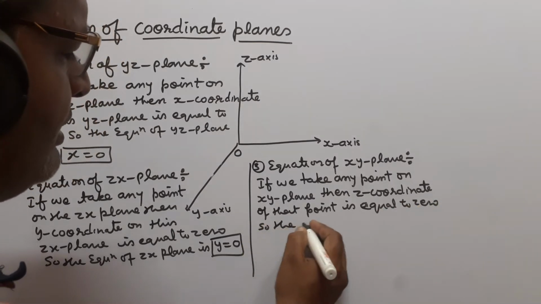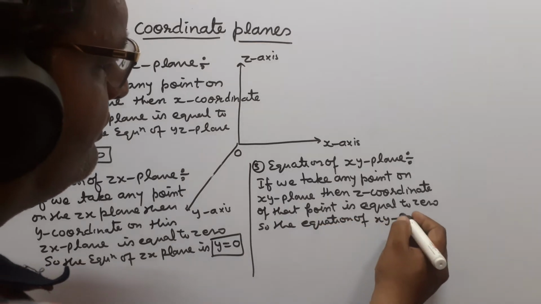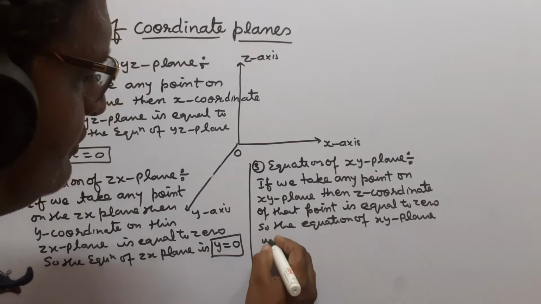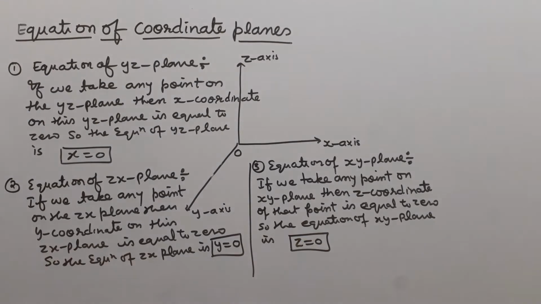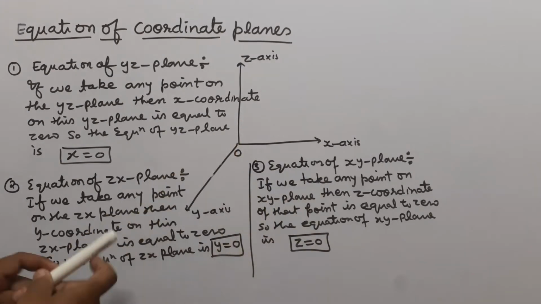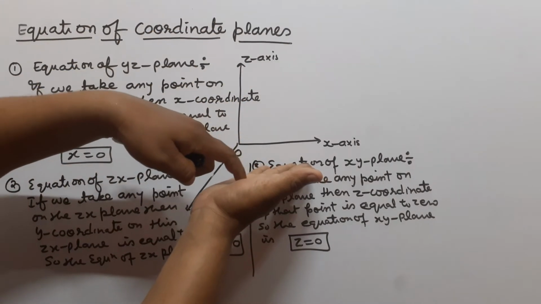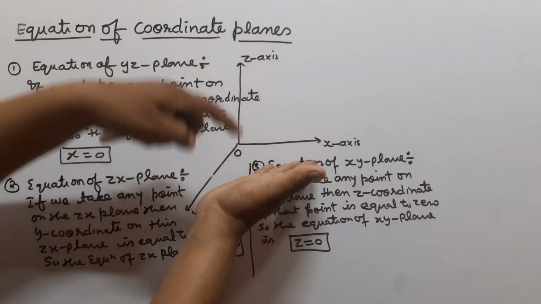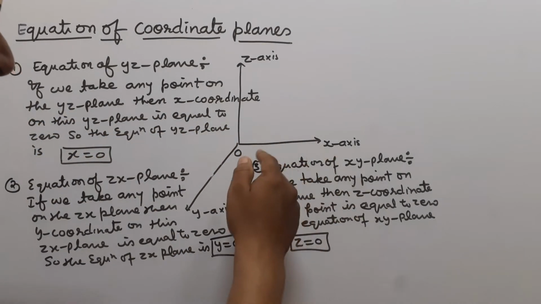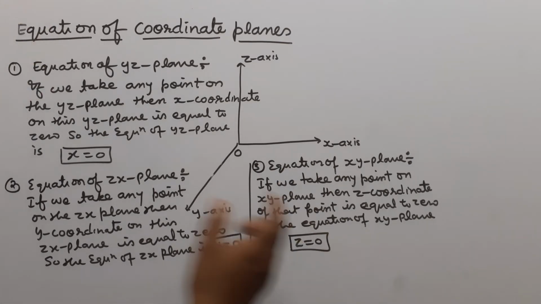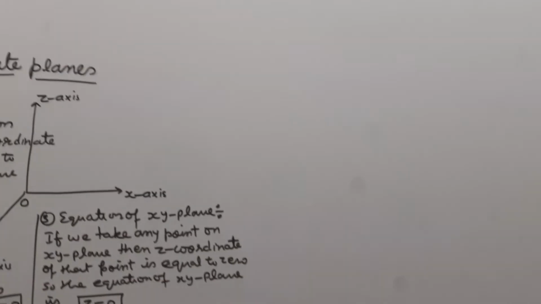So the equation of the xy plane is z equal to 0. Here suppose that this is the x-axis, this is the y-axis, so this is the xy plane. If we take any point on this xy plane, the value of the z coordinate is 0 at this point. So the equation of the xy plane is z is equal to 0.